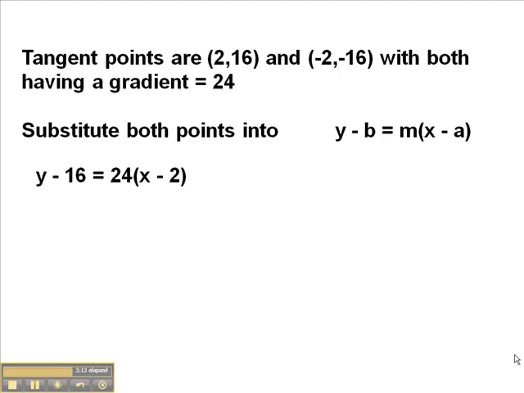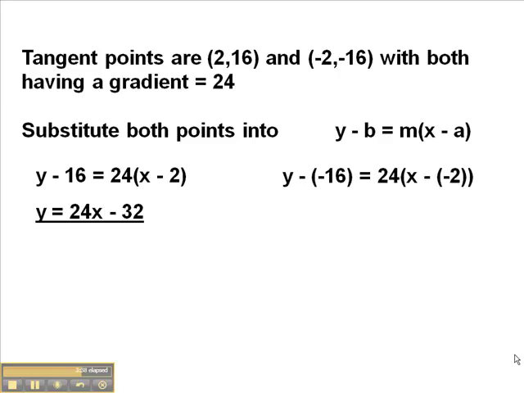So taking the point (2, 16) first gives me y minus 16 equals 24 times x minus 2. Rearranging that gives me y equals 24x minus 32. So that's the equation of the line for the tangent point (2, 16).